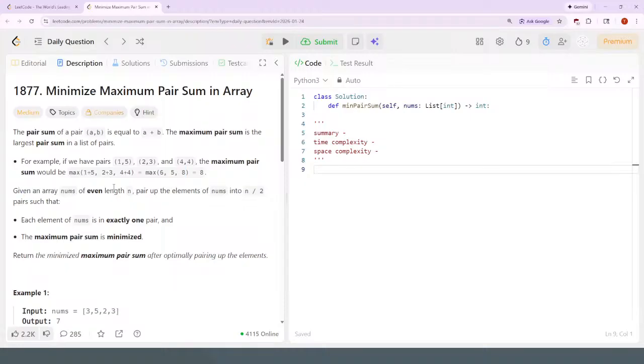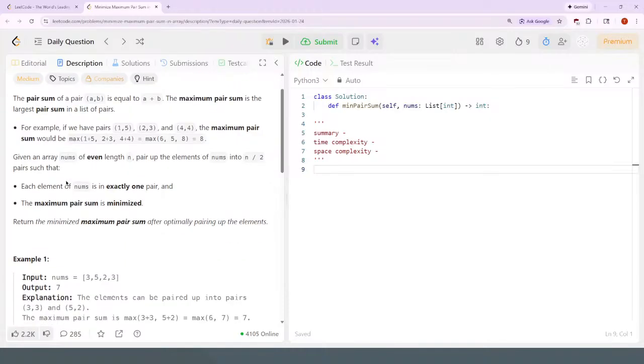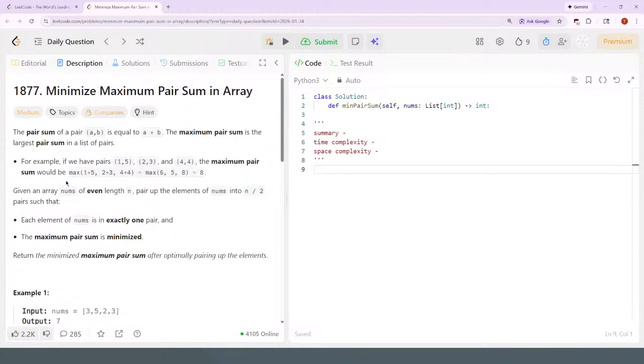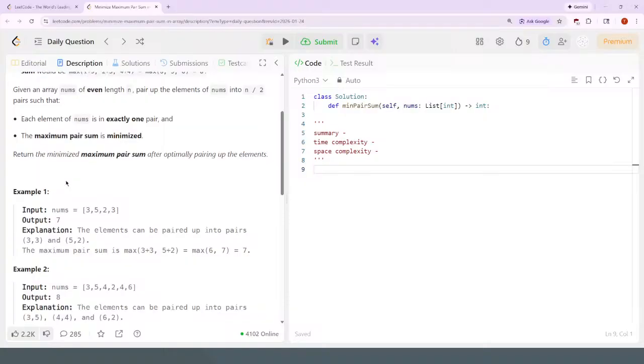Given an array nums of even length n, pair up the elements of nums into n divided by 2 pairs such that each element in nums is in exactly one pair, and the maximum pair sum is minimized. Return the minimized maximum pair sum after optimally pairing up all the elements.